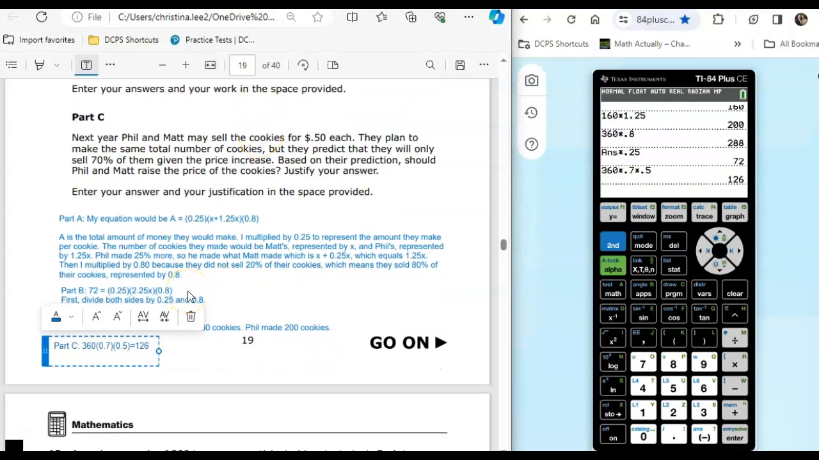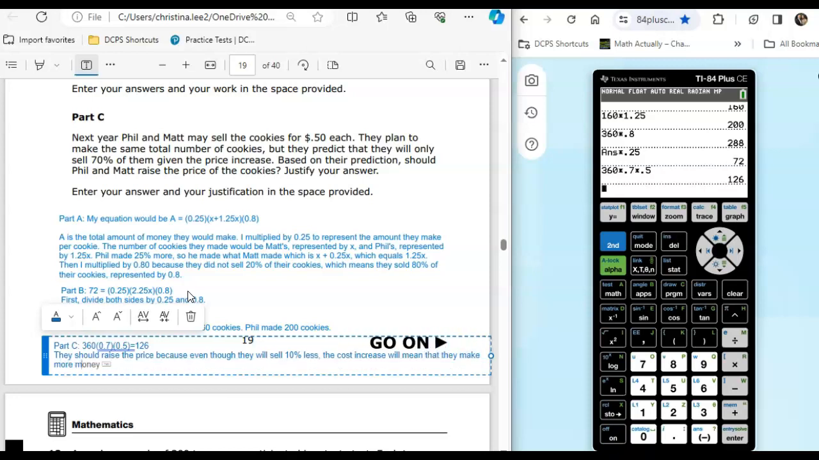So they should raise the price, because even though they will sell 10% less, the cost increase will mean that they make more money overall. They will make $126 with this model, which is more than $72. Okay? So that's how you would prove that.